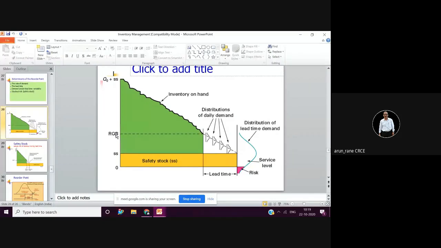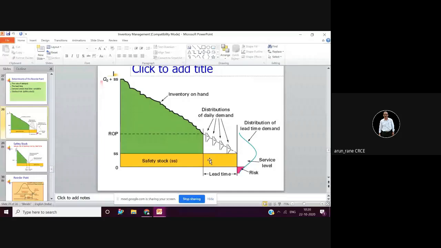ROP is nothing but the reorder point, right? And this is your safety stock, this much, and you have a lead time. Here lead time means you have placed an order, and the time until you receive the next stock is what is called the lead time. It may not happen that you place the order today at 10 o'clock and receive the material at 10 o'clock itself. It will take some time, 1 hour, 2 hours, 1 day, 2 days, or maybe 1 month. That is what is called the lead time.